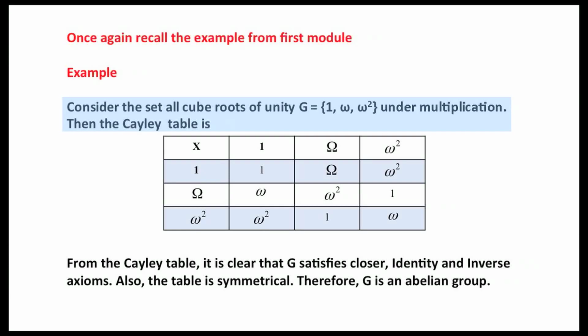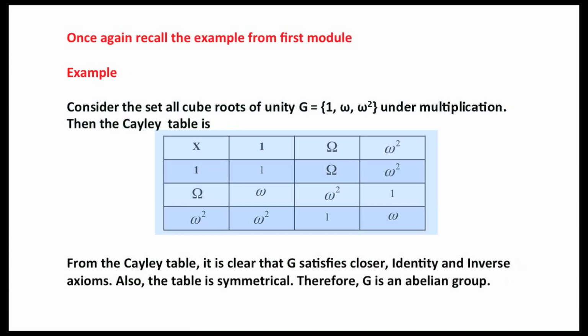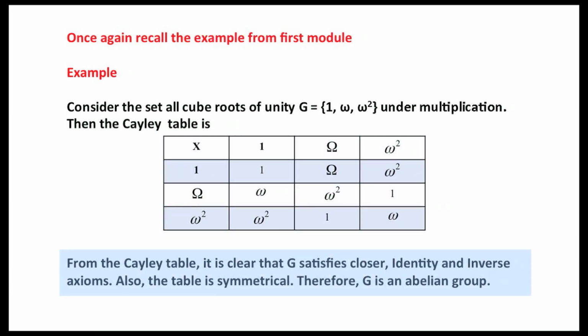Consider the set of all cube roots of unity, G = {1, ω, ω²}, under multiplication. Then the Cayley table will be like this. From the Cayley table, it is clear that G satisfies closure, identity and inverse axioms. Also, the table is symmetrical. Therefore, G is an Abelian group. There are some results based on Abelian groups which we have to verify by ourselves.